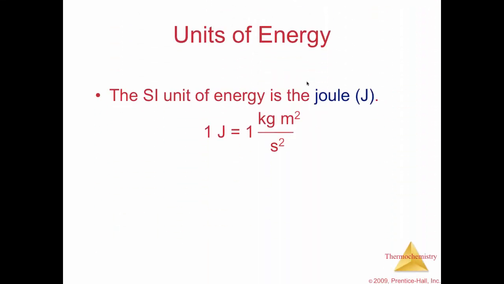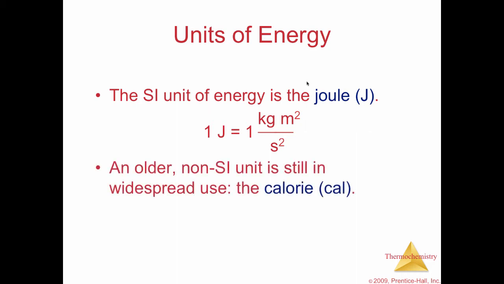Units of energy. The metric unit for energy is the joule, which is a capital J, and it is equal to 1 kilogram meters squared per second squared. An older non-metric unit is still in widespread use, and that is the calorie, which is symbolized CAL. 1 calorie is equal to 4.184 joules.